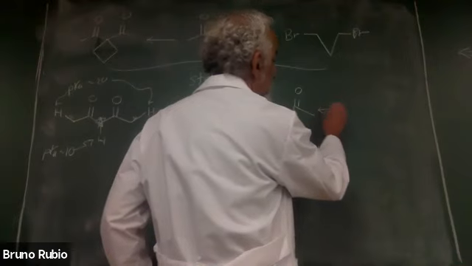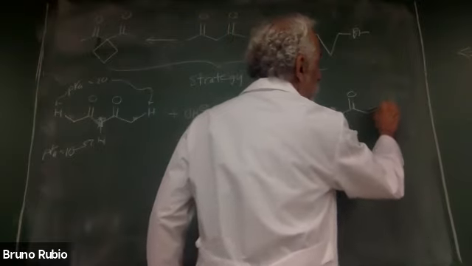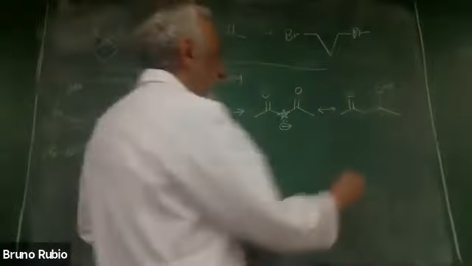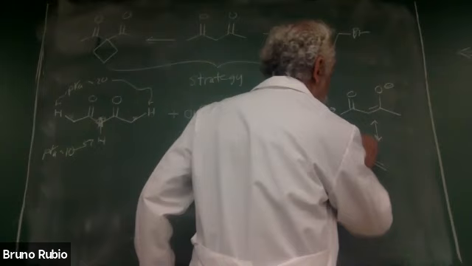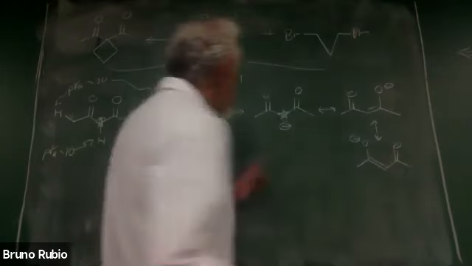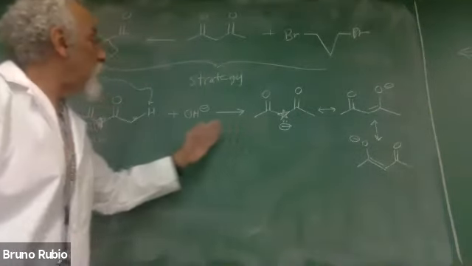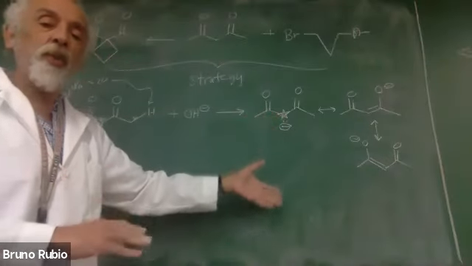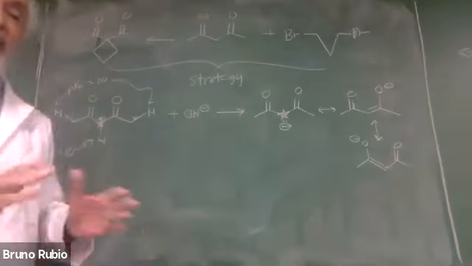it's much more resonance stabilized. So I could write a resonance structure where I'm resonating that negative charge to the left, and I could write a resonance structure where I'm resonating that negative charge to the right. And so this enolate has these two additional resonance structures that stabilize the enolate, whereas if the carbon atom were only next to one carbonyl, there would be fewer resonance forms. That's why it's not as acidic.